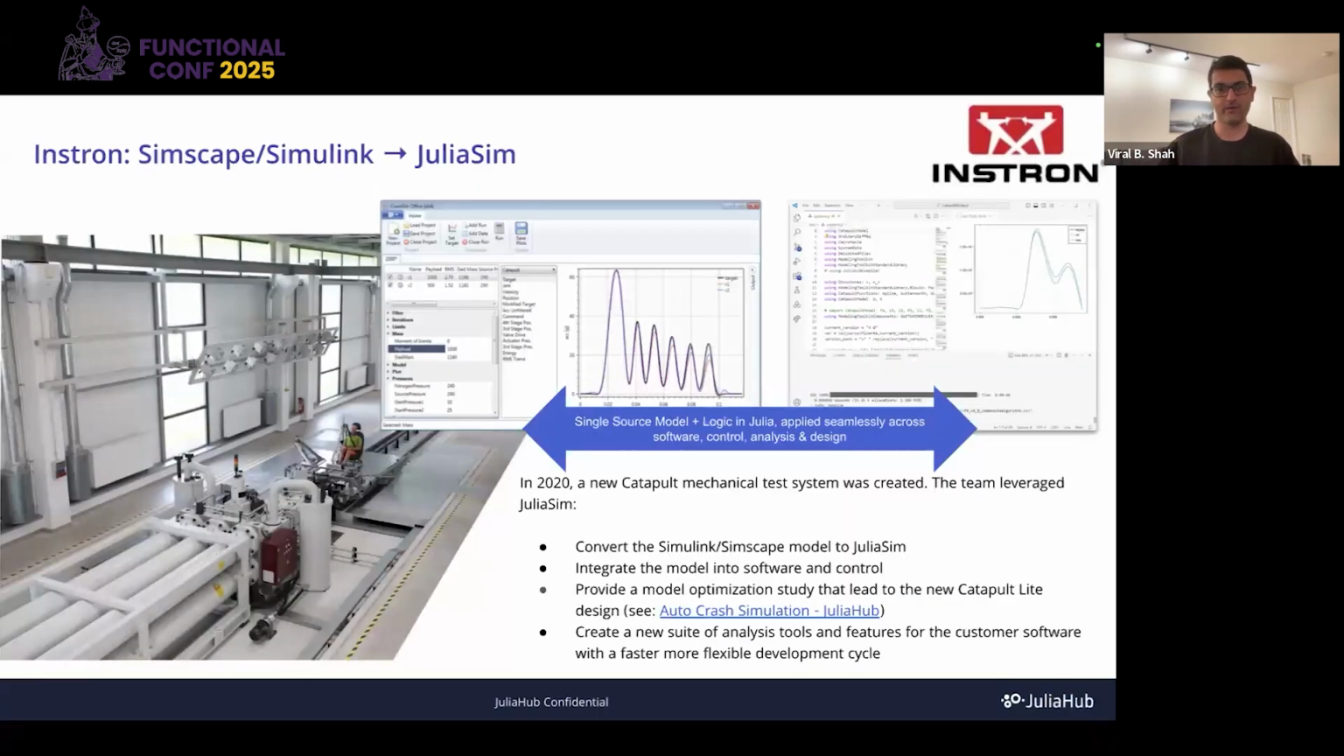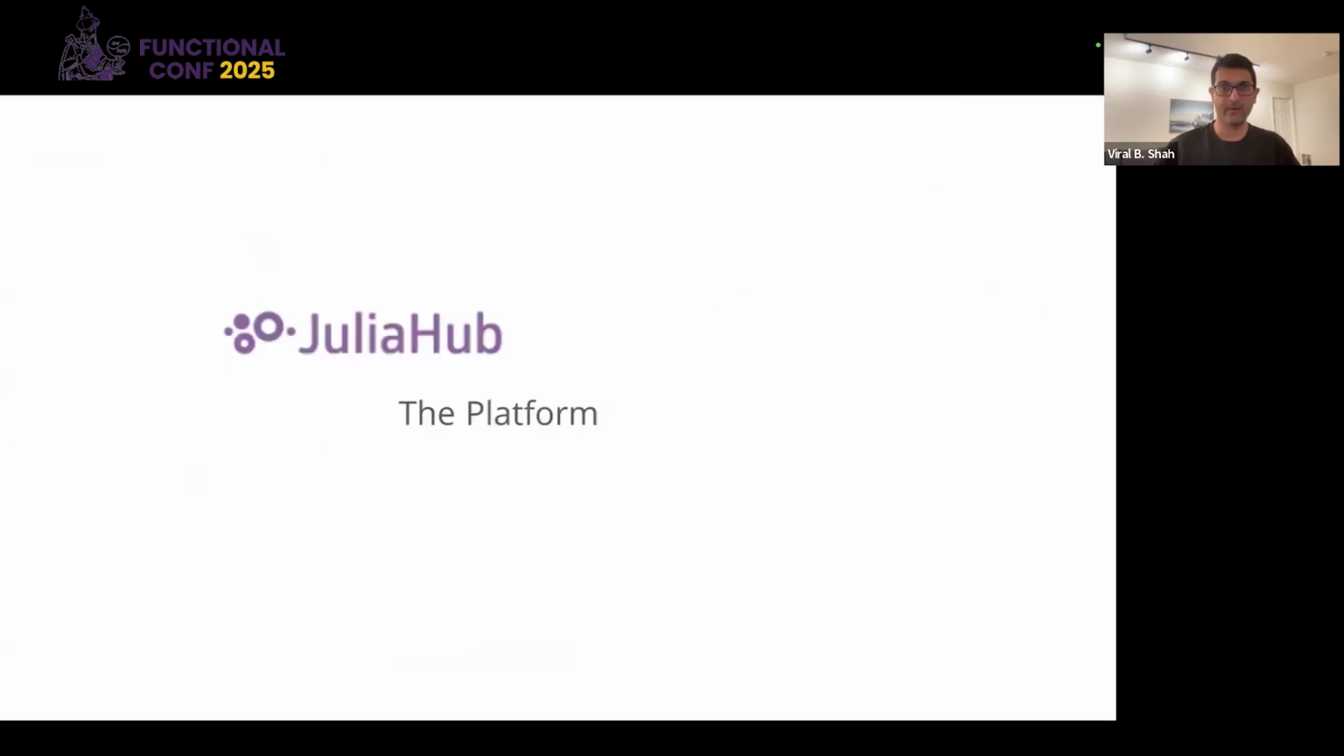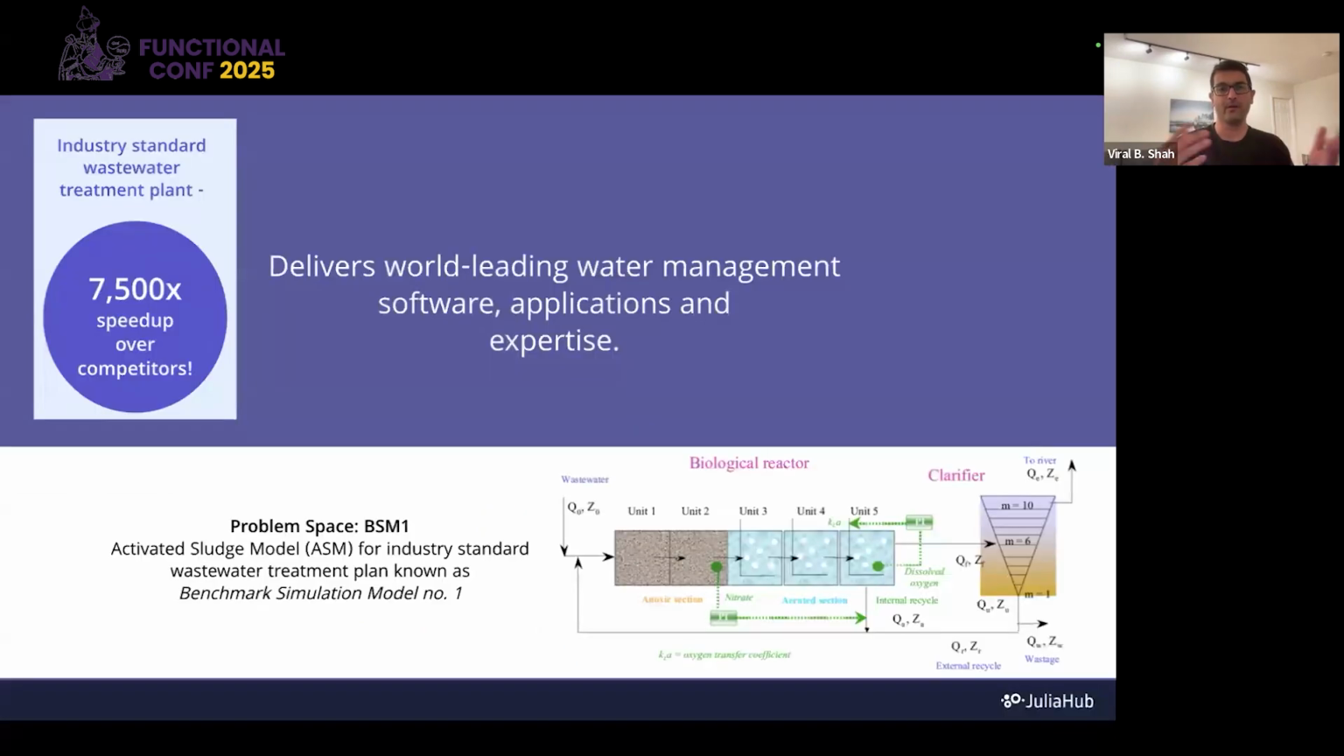Another company, Instron, which builds these massive catapults for car crash testing systems, uses Julia to accelerate the development of their models, but also the runtime of their models. JuliaSim is deployed for the optimization of wind energy, wind farms, and so on. So there are tons of very interesting applications in all these different industries. All of this runs on JuliaHub.